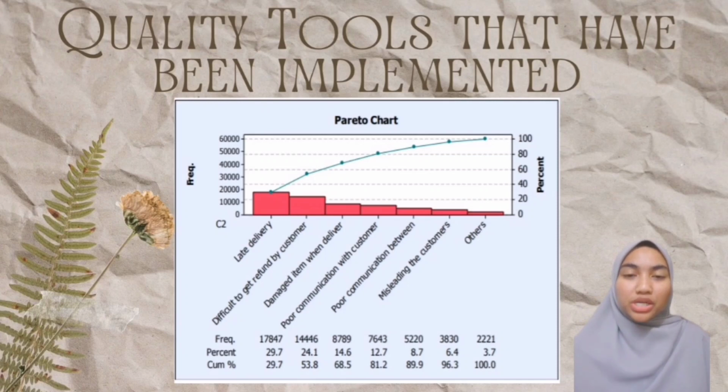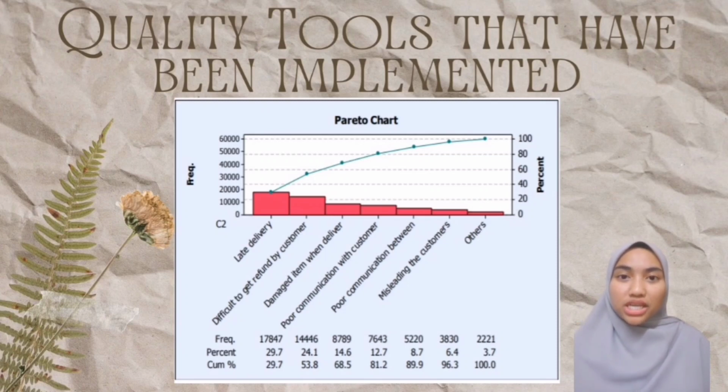IKEA had implemented the Pareto chart, cause and effect diagram, flow chart, and control chart. However, to make it short, I will just explain 2 out of 4 tools. The first one is the Pareto chart. A Pareto chart is used to establish priorities and effectively sort out what problem or cause of problem to pursue first. In the Pareto chart in IKEA, the highest problem is late delivery, so IKEA's focus of effort will be on the delay in the deliveries for customers.